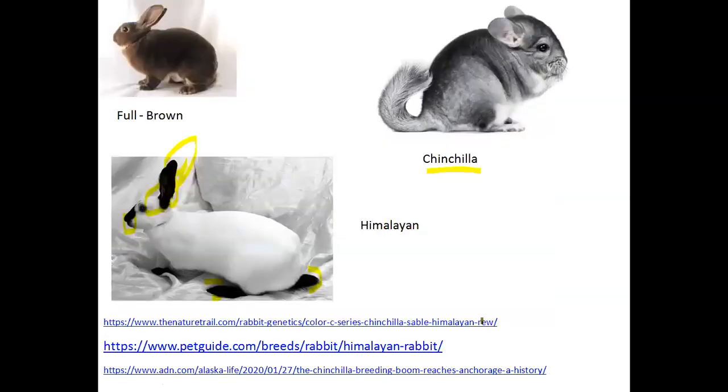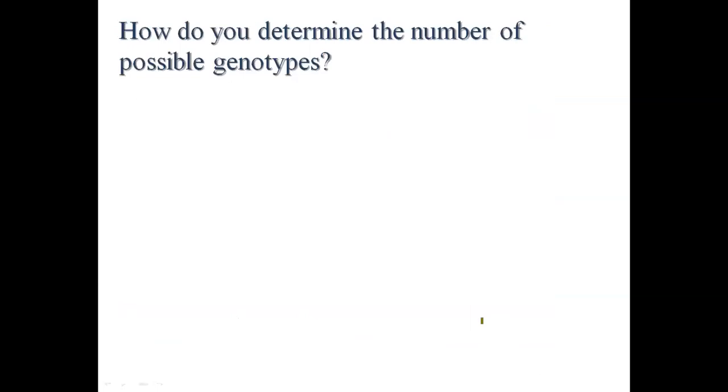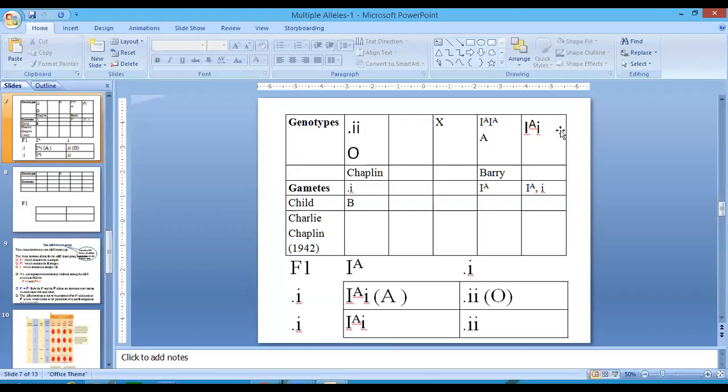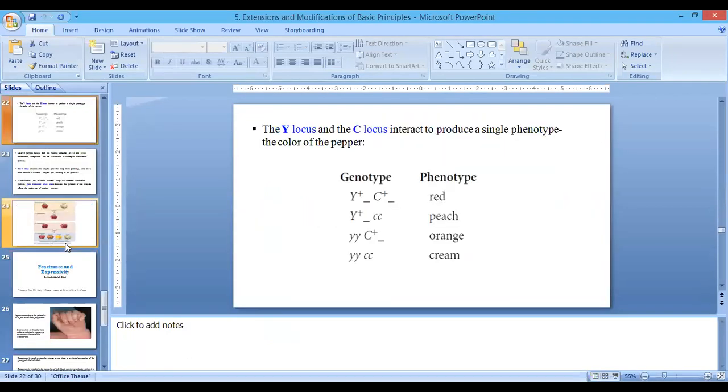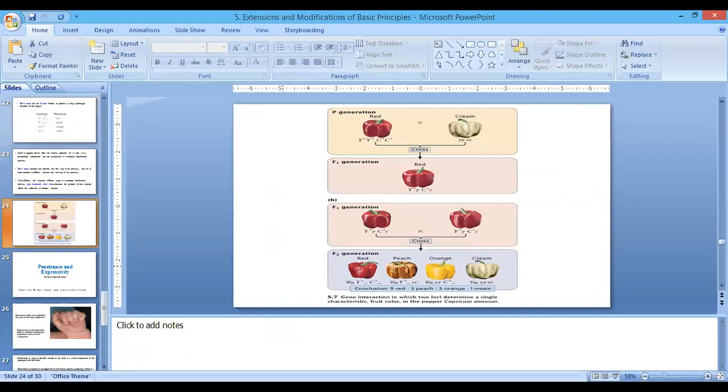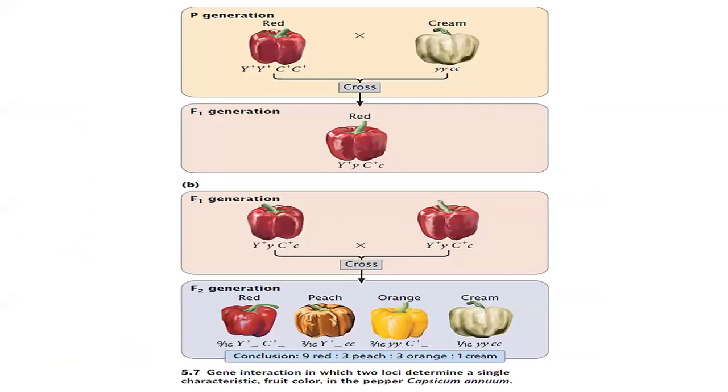So this is about the multiple alleles. Here I will discard this one. This was one of them. I explained already this color. Now the third one is about gene interaction in capsicum pepper, Capsicum annuum. So that is the fourth example, right? Sorry? In multiple alleles, the fourth example.